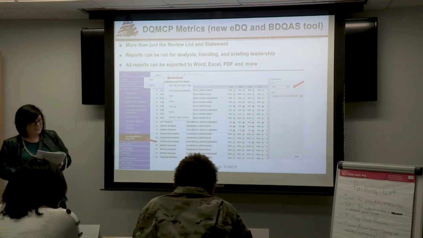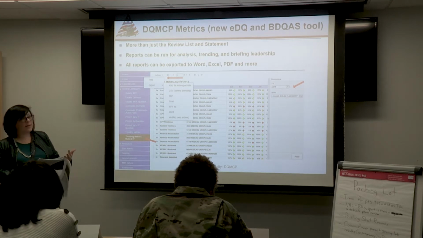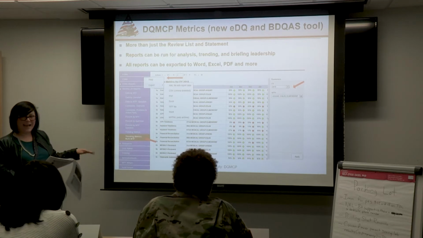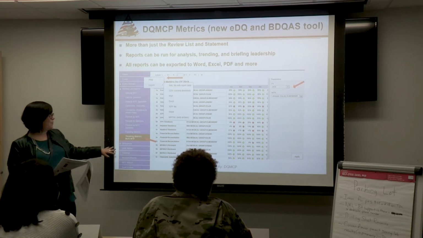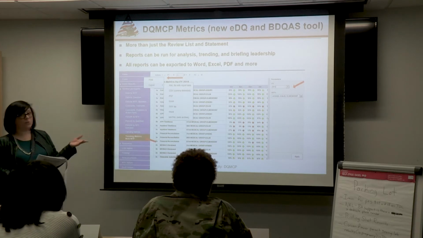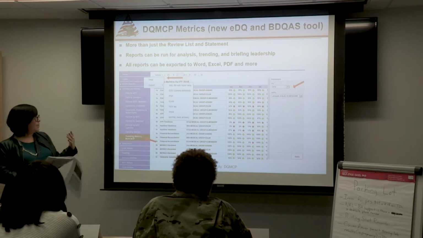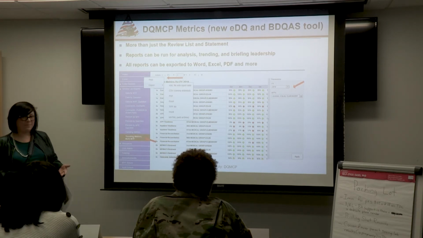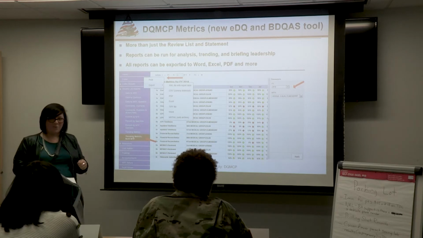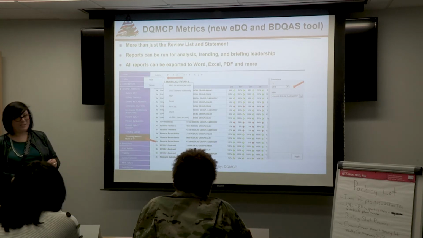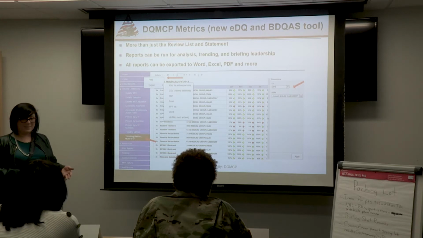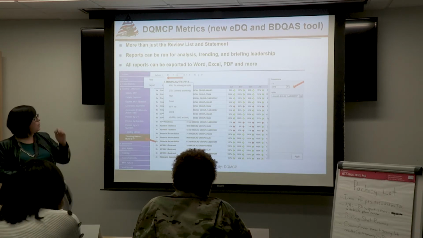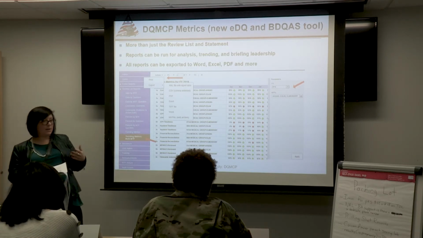So, DQMCP, our new EDQ and BD class, it is something we haven't utilized before. So what you're seeing here, I haven't been able to utilize yet, but this is what that process will look like. With our automated process, it's more than just the review list and statement. The reports can be run for analysis, for trending, and briefing leadership. Basically, we get to drill down on where the problems are instead of just trying to diagnose it and think, oh, we think this is the problem, and then it's not the problem. So with this, we get to drill down to it a little further. All reports can be exported to Word, Excel, and PDF.